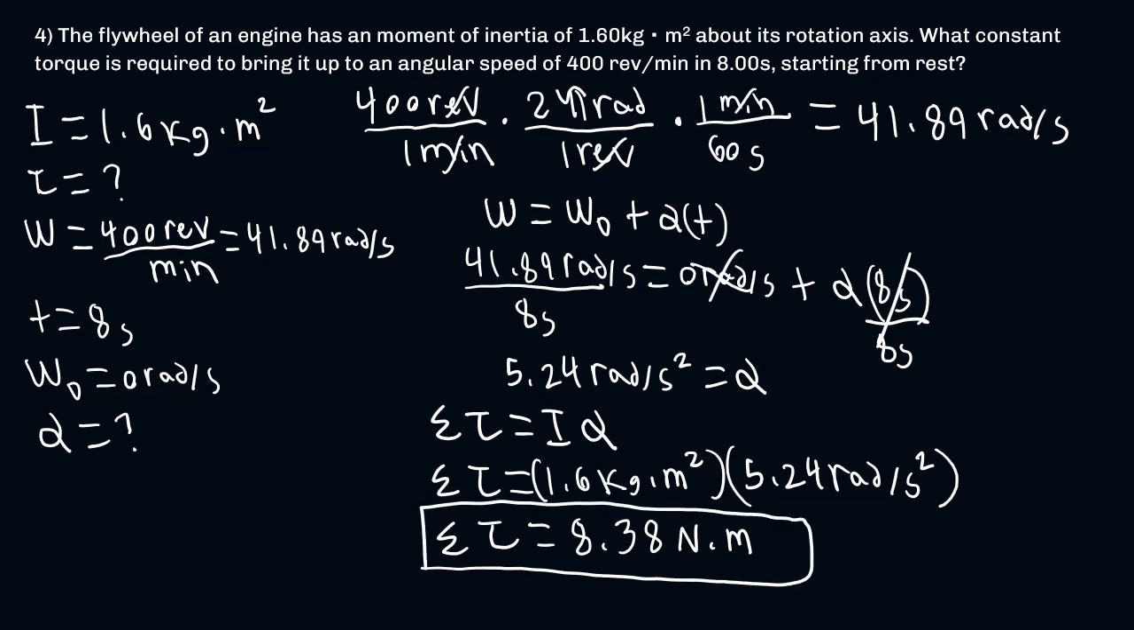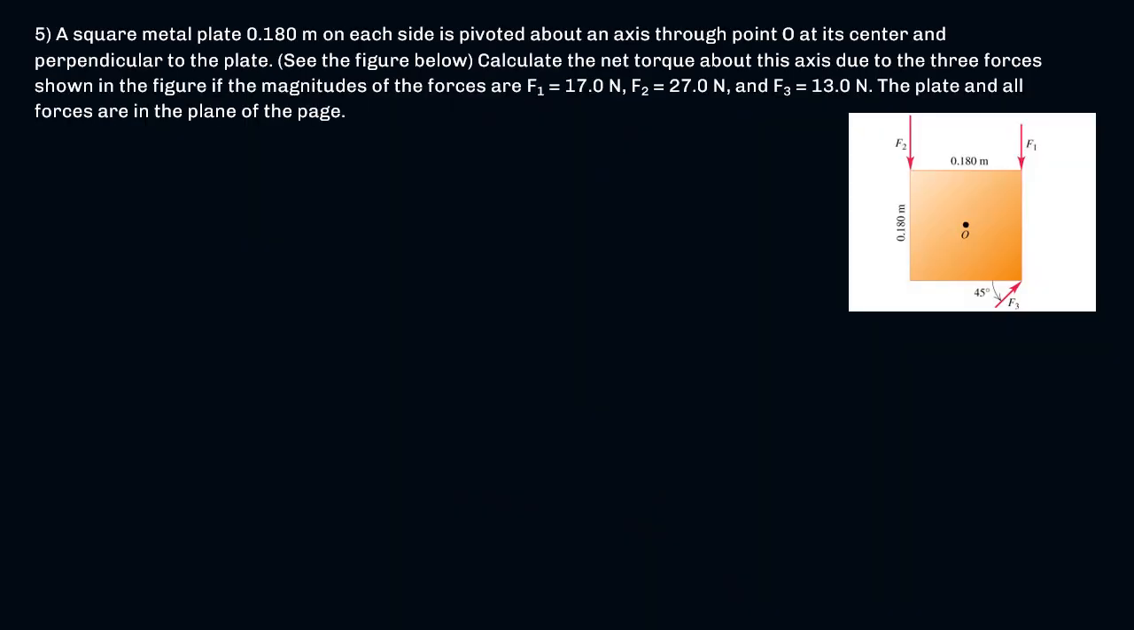So let's move into question number 5. Let's move on to example 5 here. I have a square metal plate that is 0.18 meters on each side. It's pivoted about an axis through point O at its center and perpendicular to the plate. See the figure below. So we have the figure here, and it shows that square plate and how it is going to end up rotating.